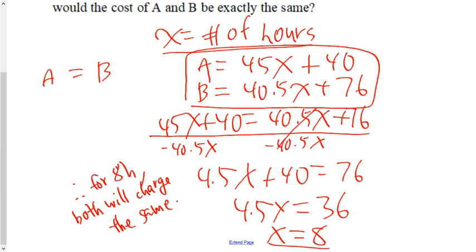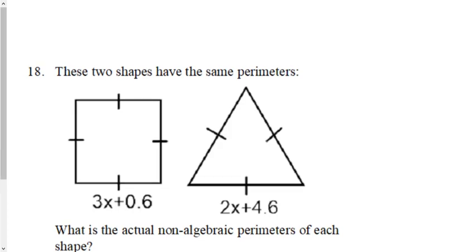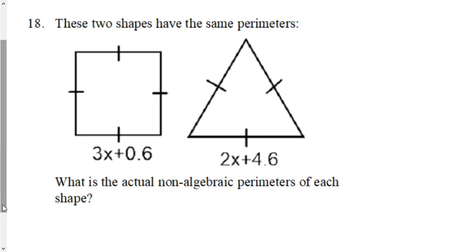And your last question, a lot of people didn't even try it. It's not that hard. It says these two shapes have the same perimeters. So perimeter, of course, is the distance around it. What is the actual non-algebraic perimeter of each shape? That's your question. So the first thing I'm going to do is set up a perimeter for this one. The perimeter of a square is 4 multiplied by the side length. The perimeter of a triangle is 3 multiplied by the side length.